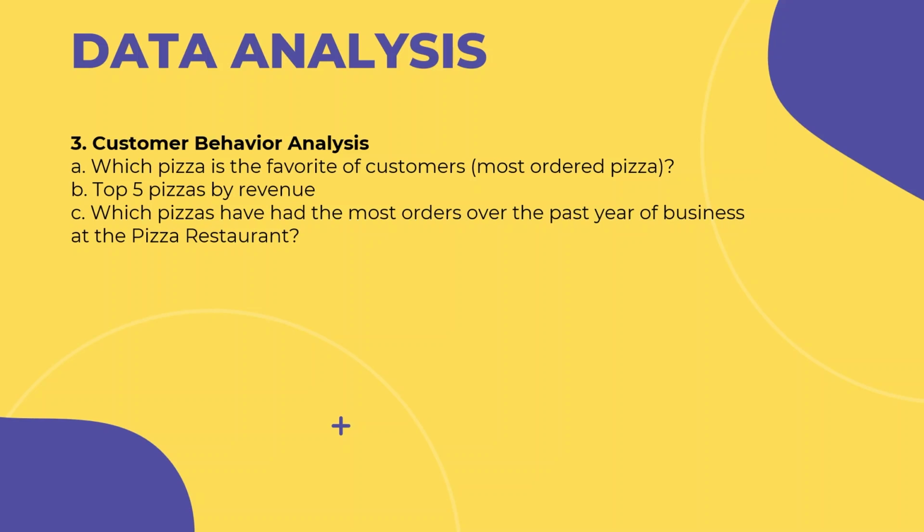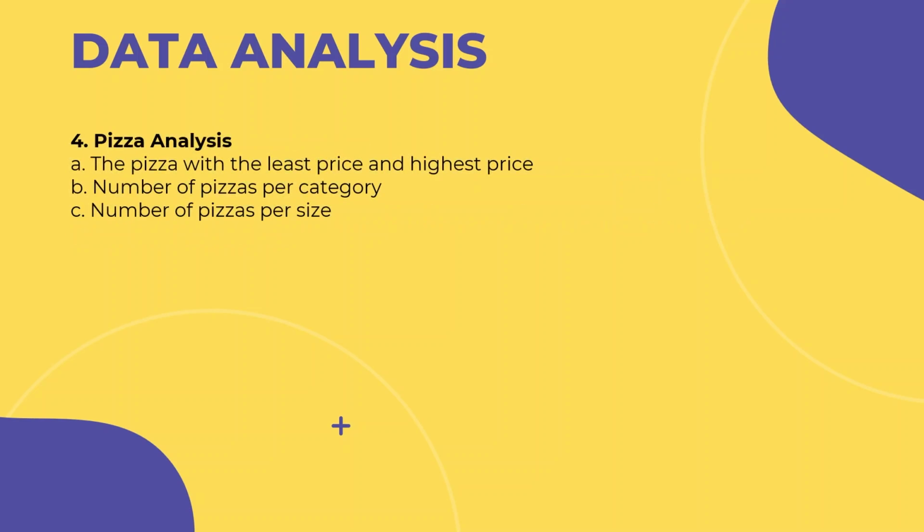Okay, in the fourth type of analysis we will be doing the pizza analysis, that is which pizza has the highest price, also which pizza has the least price. Second question will be what is the number of pizzas per category as well as what is the number of pizzas per size.